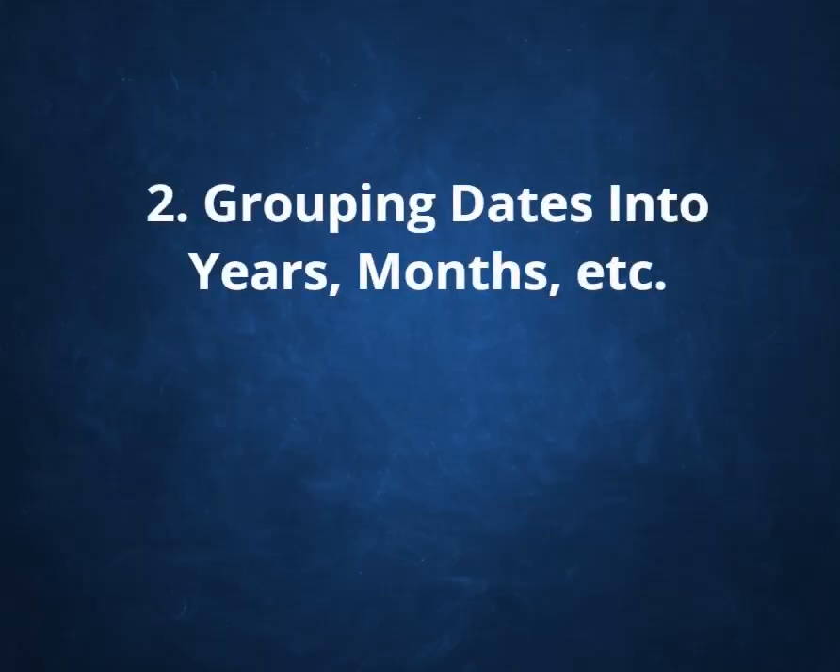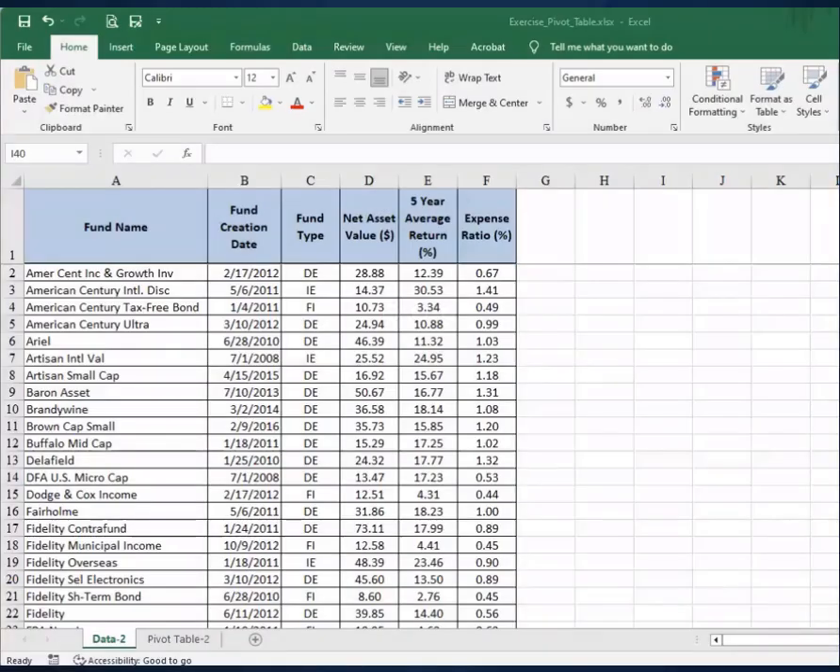Now let's take a look at grouping dates. This worksheet is very similar to the worksheet or the database that we looked at for the demo earlier, with the exception that it includes a fund creation date for each of the funds. And because that is a date field, we can do a little bit different grouping in the pivot table. Let's take a look at the pivot table.